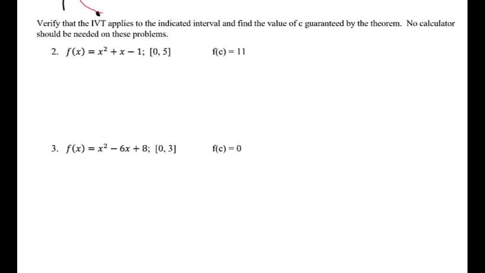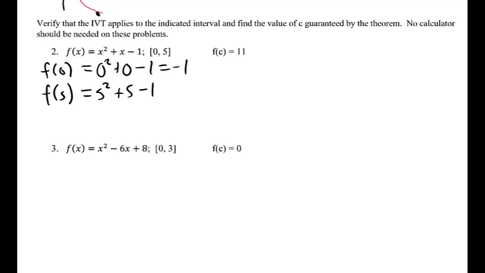Alright, question 2, verify that it applies and then find the value of c. Okay, so verifying that it applies is kind of like what we just did a second ago, except maybe not for 0, maybe it's 11. But again, I really could figure out what this graph looks like, and it's just a parabola, so it wouldn't really be that big of a deal to figure out what it looks like. But that's not really the point here. I could figure out the y value at the left bound, and I could find the y value on the right bound.